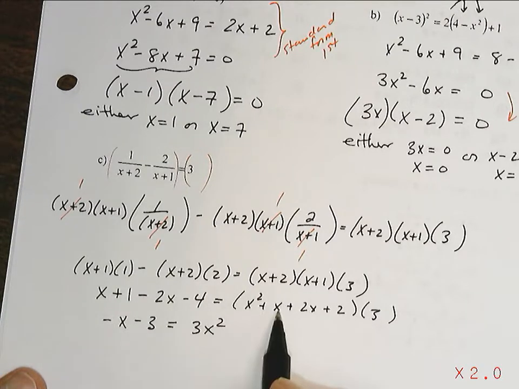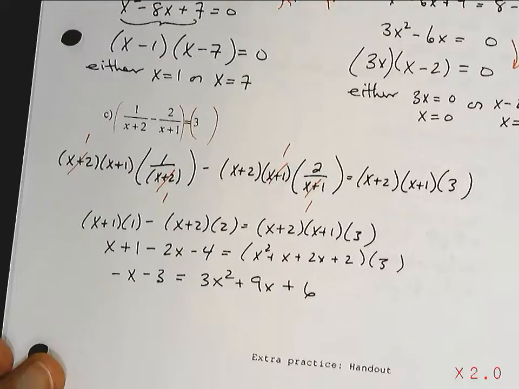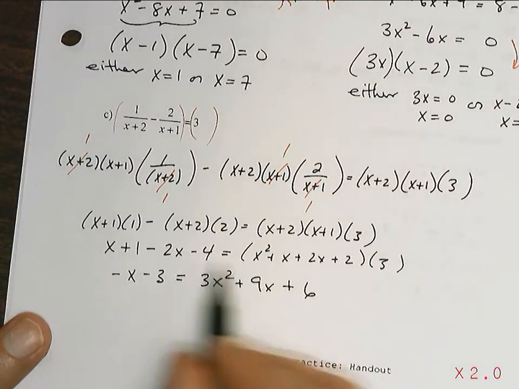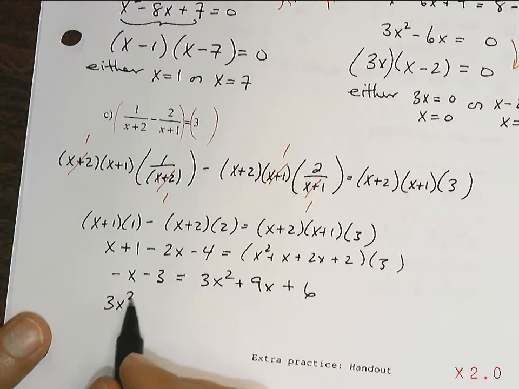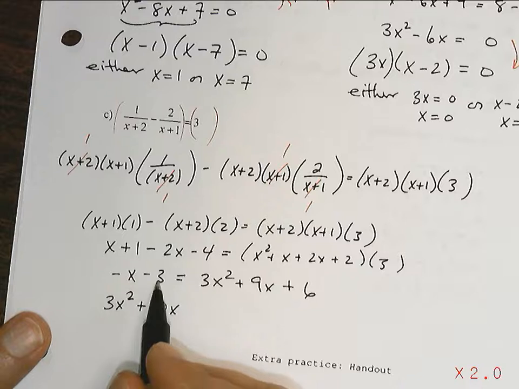I bring the 3 over. Now this x plus 2x will be 3x times 3 will be 9x. And that'll be 6. I may have skipped some steps that you need to put in. Now, this is positive. I like this positive, so I'm going to bring these guys over. 3x squared plus 10x, this one comes over, and plus 9.